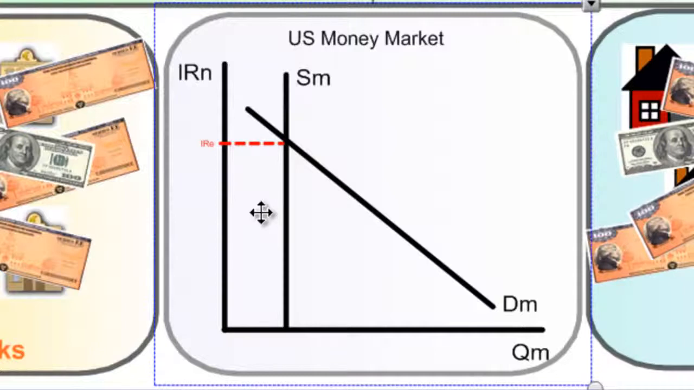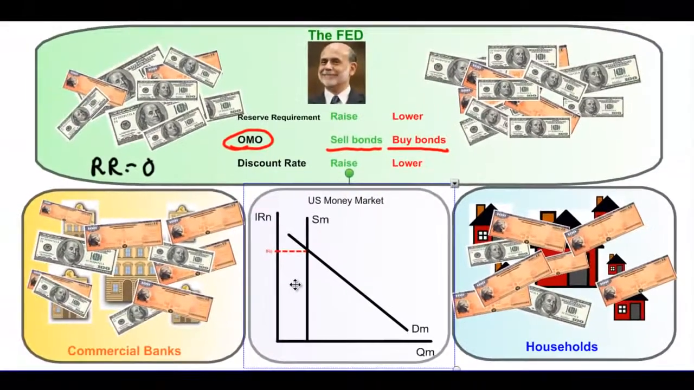Now, why does a sale of bonds bring down inflation? Because less money means less overall spending, less aggregate demand, therefore less pressure on prices in the economy. So why do households and commercial banks buy bonds when the Fed decides to sell them?